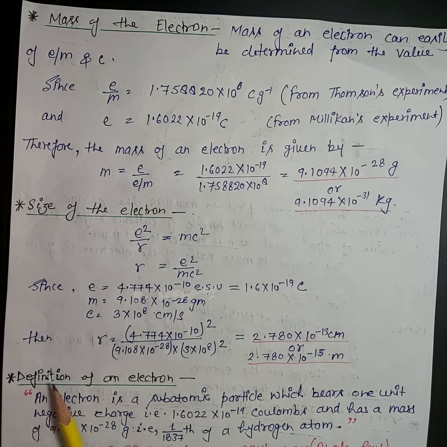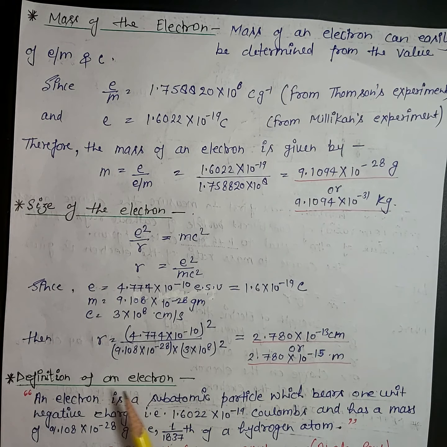Next topic is definition of an electron. So an electron is a subatomic particle. As we know that an electron is a fundamental particle of atom, so we can use this word that an electron is a subatomic particle which bears a 1 unit negative charge. Why scientists used this word 1 unit charge? Because the value of a charge of electron is the smallest value known at that time.